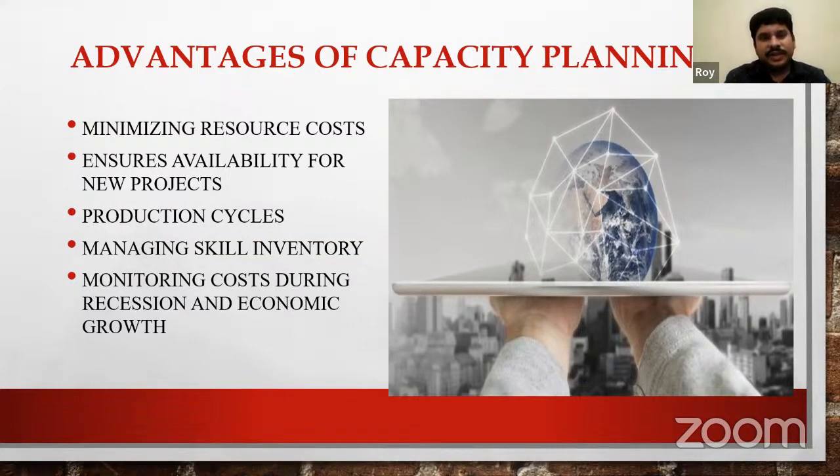Now, it ensures availability for new projects. If there are any new products that you want to start, it will give that. Production cycles also you can think of. You can make 2 or 3 cycles, 4 cycles, 5 cycles. And even the skill inventory you can keep ready. And you can monitor the cost during recession and economic growth, how the cost is fluctuating.